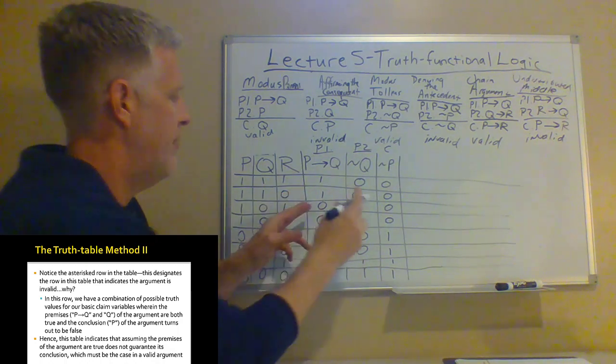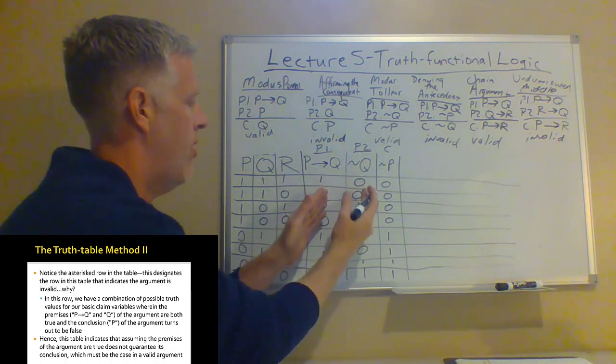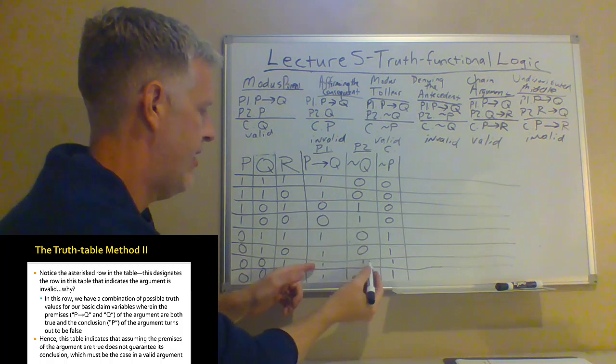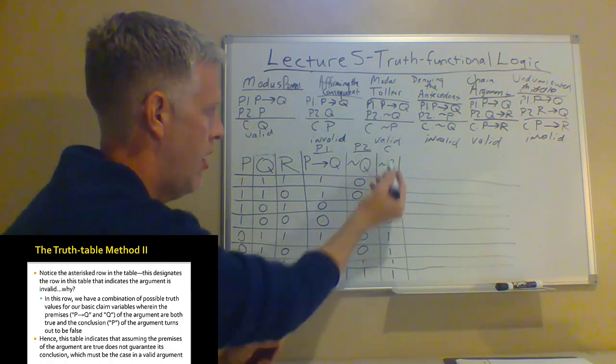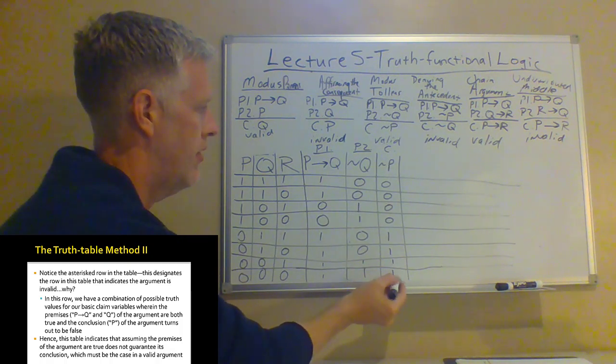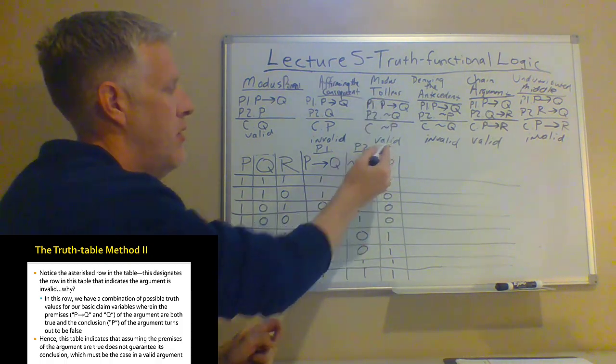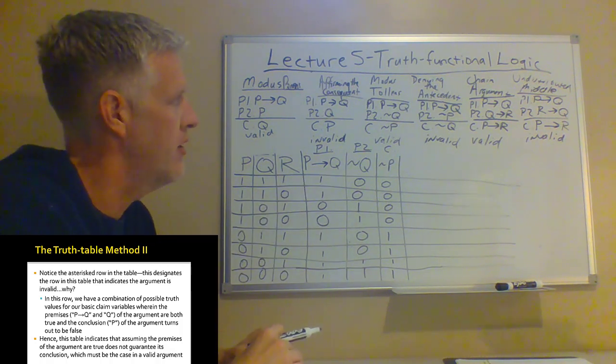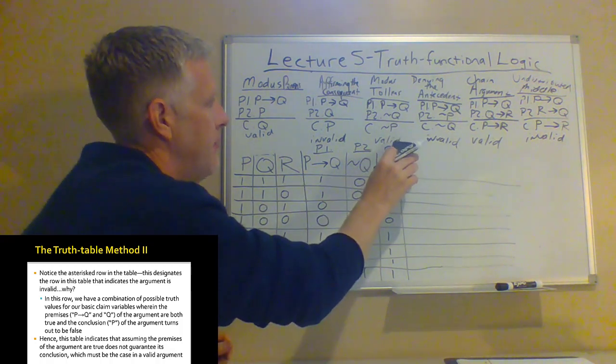We have premise one, premise two, and then the conclusion. So we want to find suspects. In other words, rows where both premises are true. We have two suspects down here, but in both scenarios, the conclusion is also true. So this is valid. That's why modus tollens is valid. We can't find a row where both premises are true and the conclusion is false.